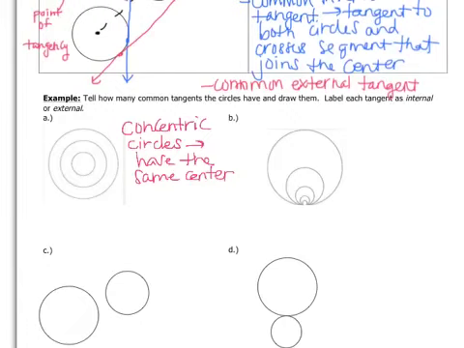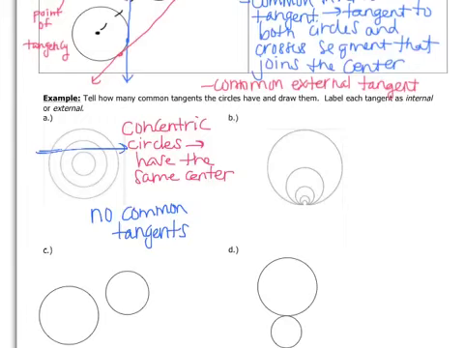Now, it is going to be impossible for me to draw any tangent that touches more than one of those circles only one time. So these circles actually have no common tangents. I can't draw any segment or line through those and only touch it one time. There are no common tangents on that one.